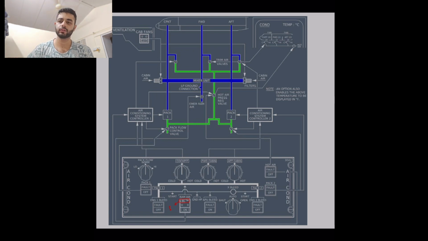So the packs provide the air which is going to be pressurizing, and you're going to be using it for your ventilation also. You're going to be using that same air in the end even for temperature. In short, it helps you control the atmosphere inside the aircraft. The environment inside the aircraft, you could say.